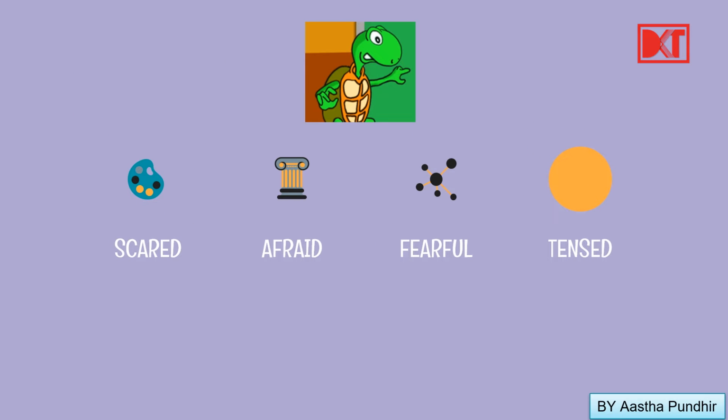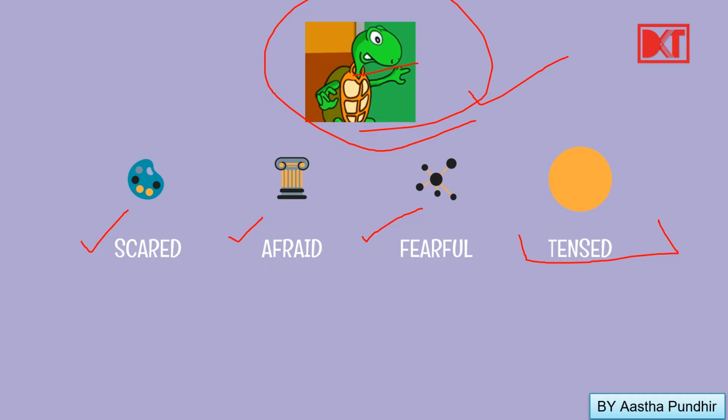So now, if you see this tortoise, and if I ask you to describe his expression, some of you may say that he's looking scared. Some of you may say that he's looking afraid. Someone will say that he is looking fearful. Some of you may also say he is looking tensed, or nervous, or surprised, or confused. Right? From his expression we can figure it out.